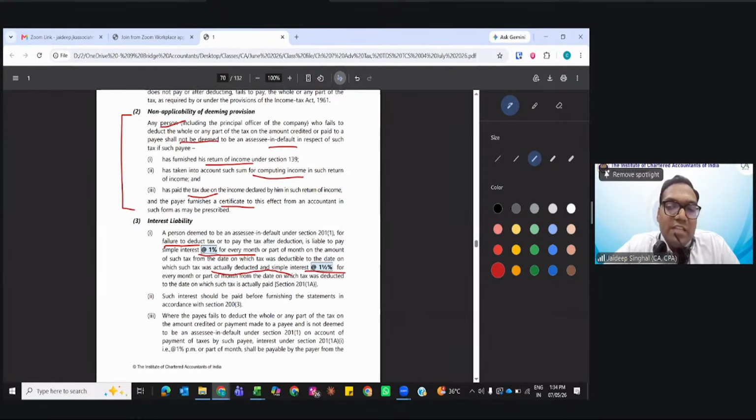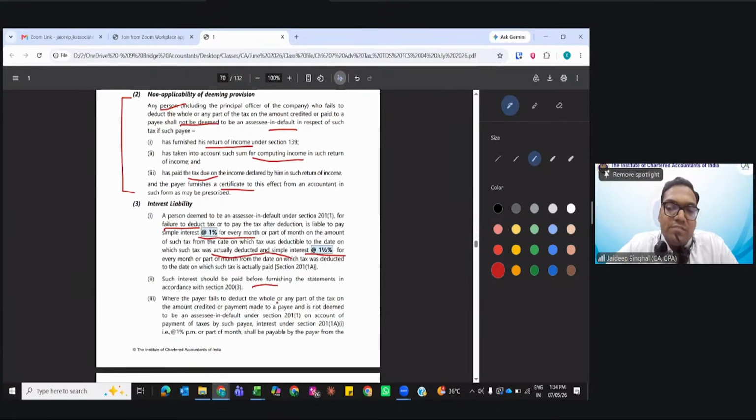Clear? You need to pay this interest before furnishing the statements.